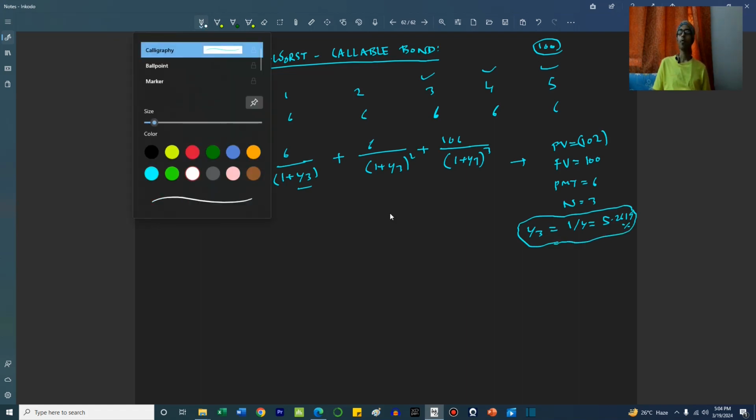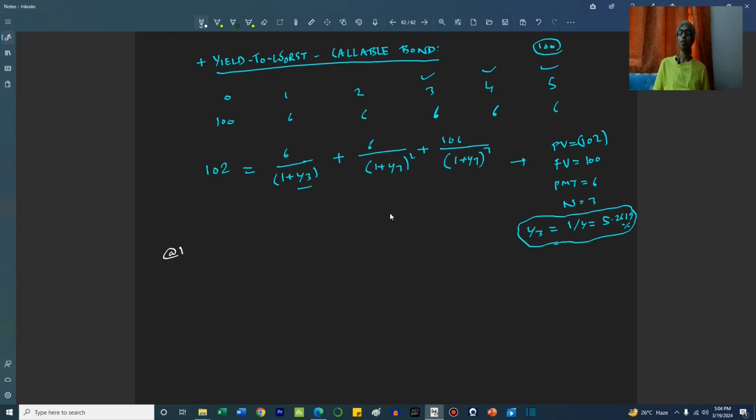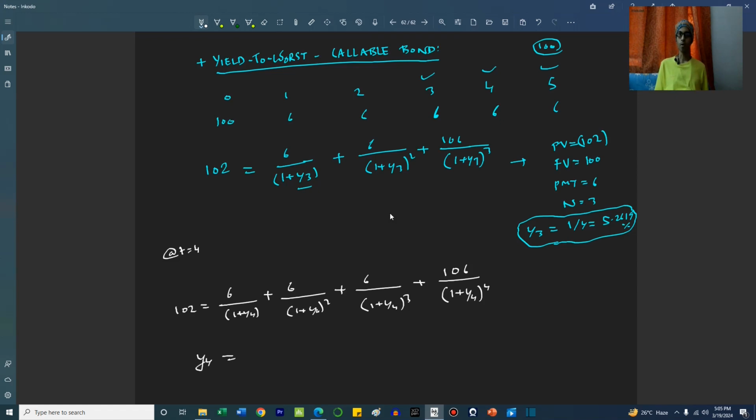What if the bond is called at t is equal to 4? In this case, 102 is equal to 6 by 1 plus y4, plus 6 by 1 plus y4 whole square, plus 106 by 1 plus y4 to the power 4. Here also we can find out the value easily. This comes out to be y4 is equal to 5.4303%. So, if the bond is called at t is equal to 4, the yield is 5.4303.